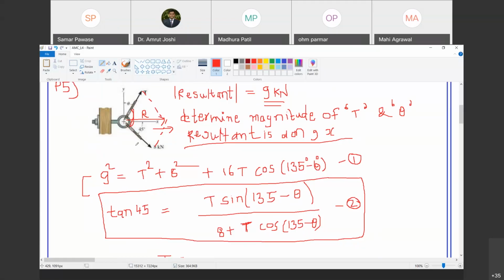Are you with me? It is not the angle between t and r. It is the angle between t and 8 kilonewton. ये दोनों के बीच का एंगल है वो. t and r के बीच में का एंगल है 90 minus theta. Are you with me? Yes, sir. So वहां पे सुधारो उसको and then see if you can get. So therefore we cannot replace cos(135 minus theta) by t by r. That's incorrect. Okay. Are you there? Yes, sir.